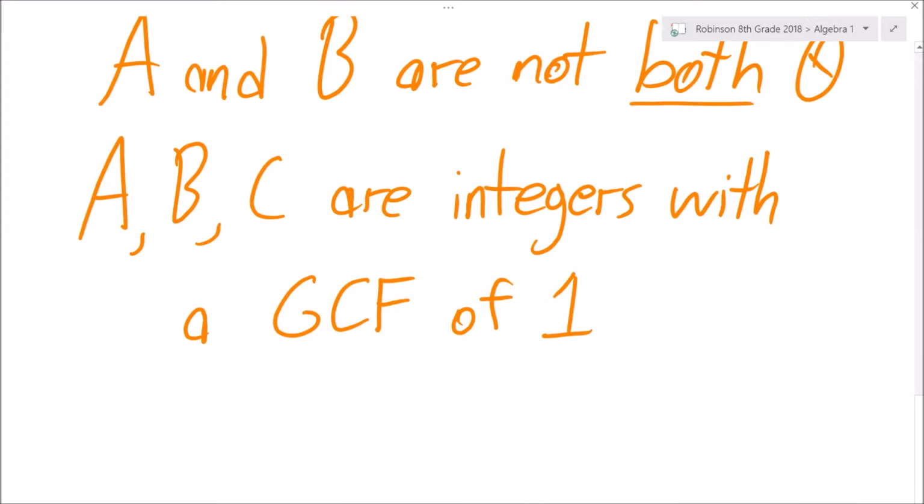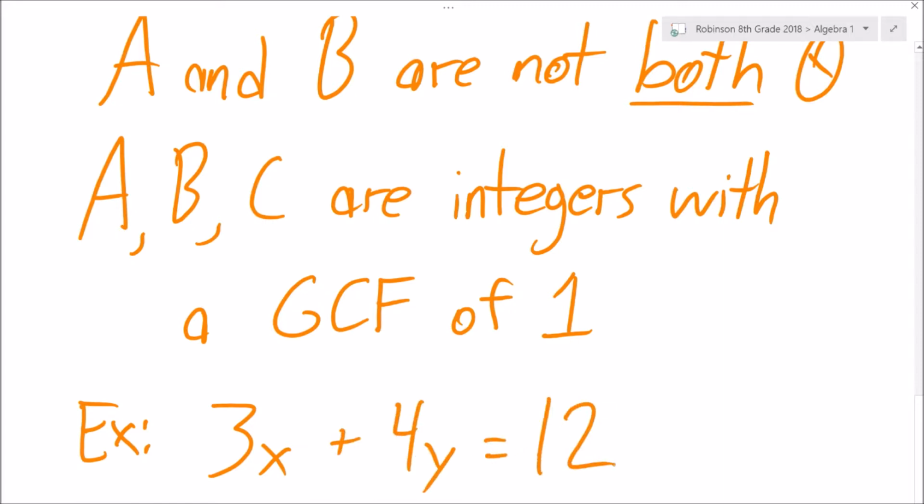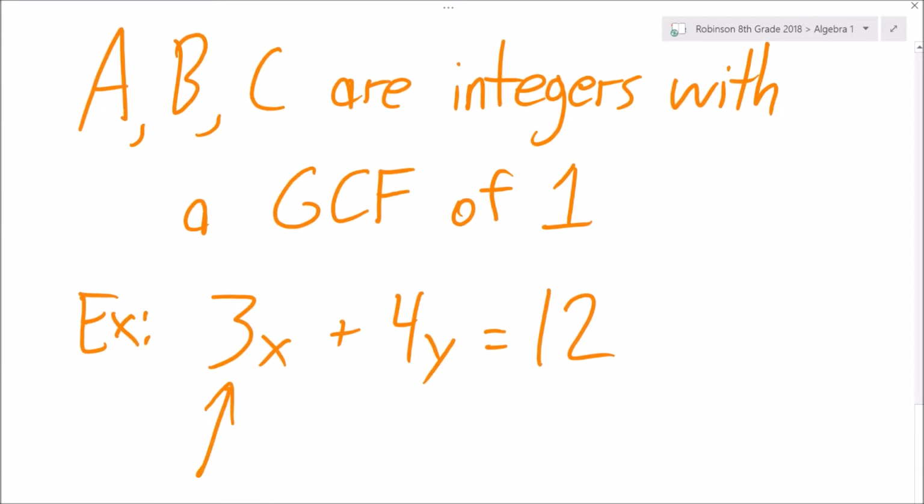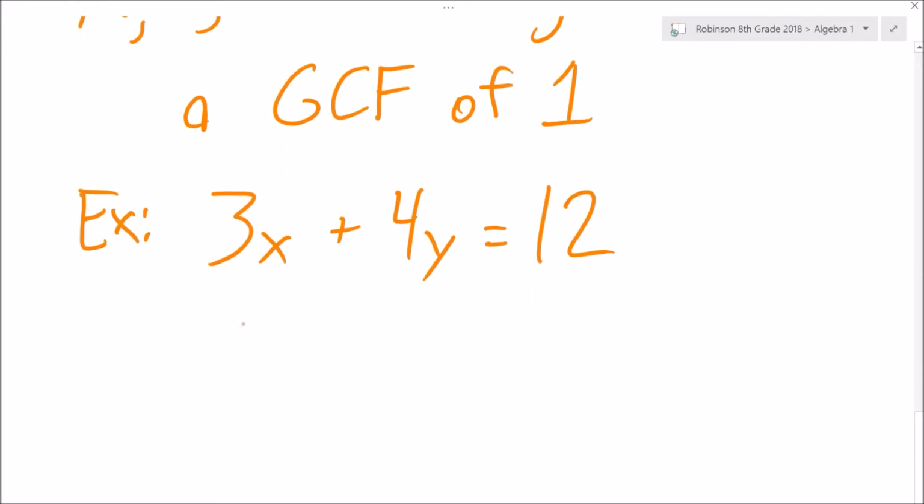Okay, so an example of this is if I had 3x plus 4y equals 12. Okay, we have a greater than or equal to 0. Both of these are not 0. And all three of these are integers. And there are no common factors in them. I can't divide anything out of all three of those.